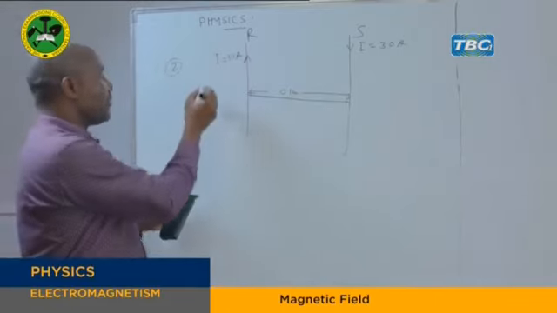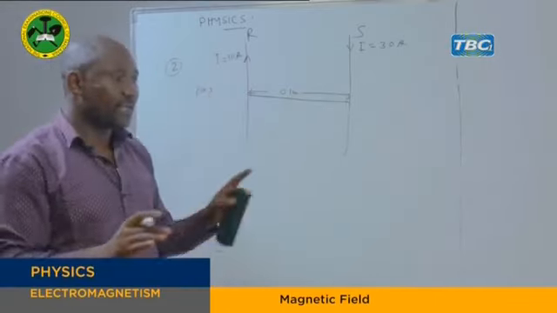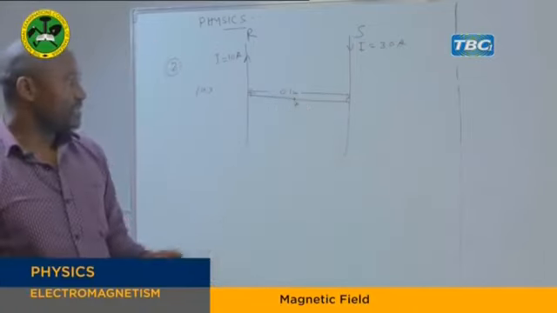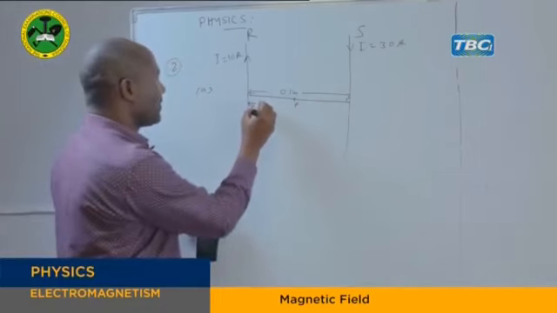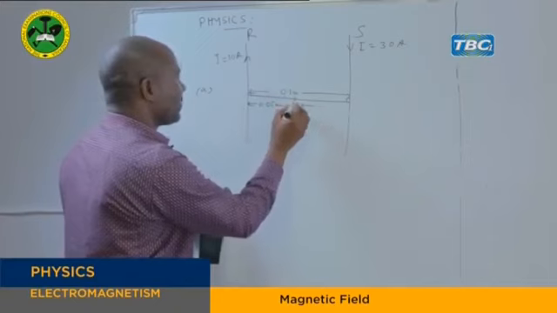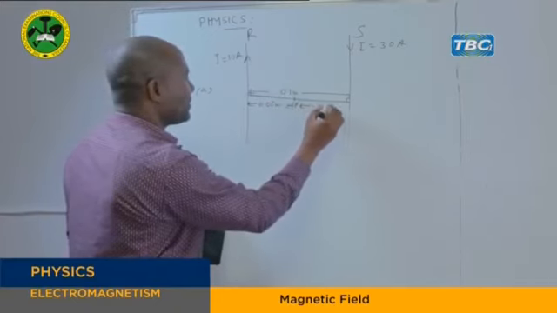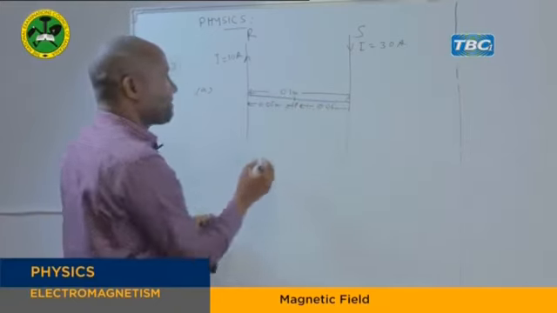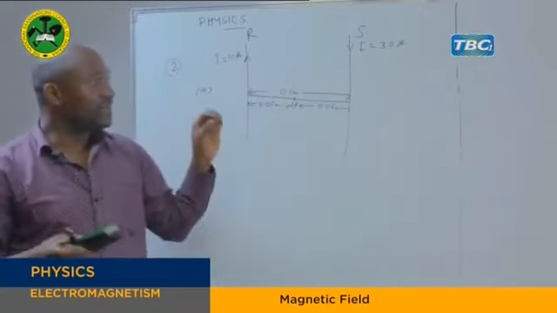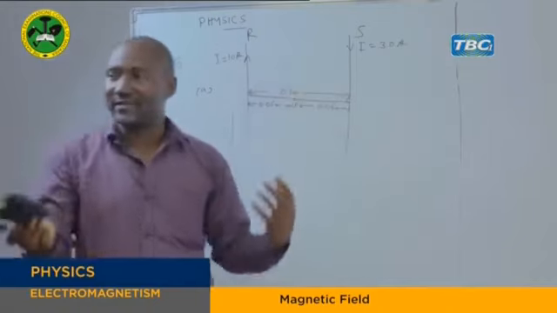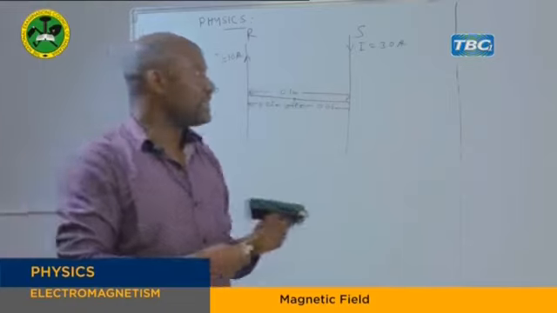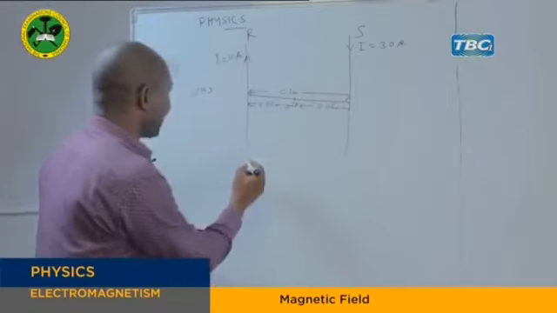Part A, you are told to find the magnetic flux density midway, somewhere here. This is our P. This is 0.05, and that one is 0.05 from here. So you're looking for the total magnetic field, because you have the magnetic field because of the two wires, R and S.